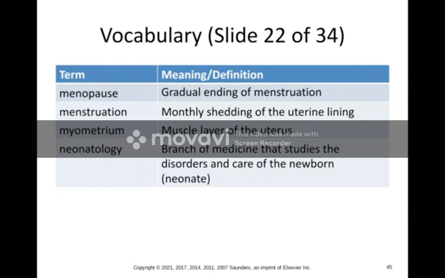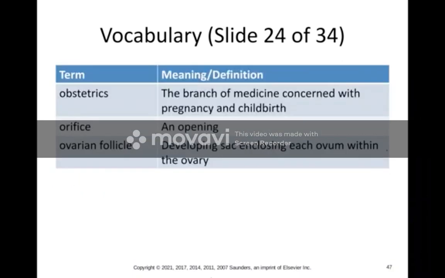Neonatology is the branch of medicine that studies the disorders and care of the newborn. Newborns are also referred to as neonate. Obstetrics is the branch of medicine concerned with pregnancy and childbirth. Orifice is an opening. Ovarian follicle is the developing sac that includes each ovum within the ovary.